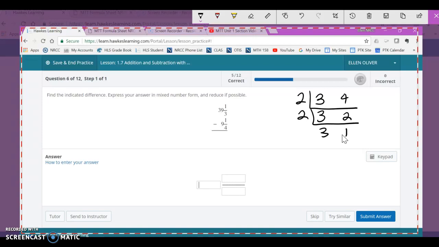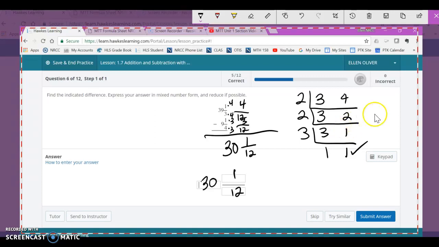Does it go in? Goes in once. Drop that 1. Goes in once. Done. 4 times 3 is 12. So 3 times 4, so 1 times 4. 4 times 3, so 1 times 3. And I'm subtracting, so 4 minus 3 is 1/12. And 39 minus 9 is 30.